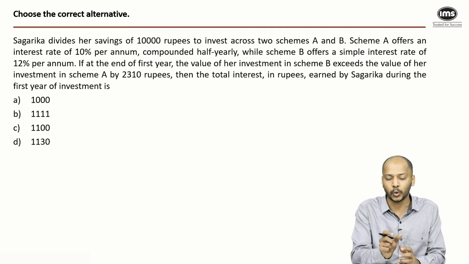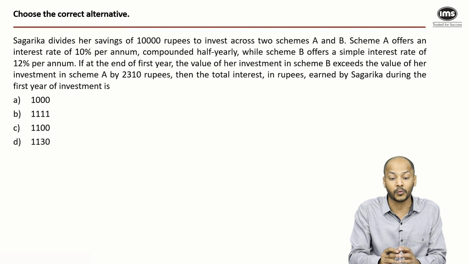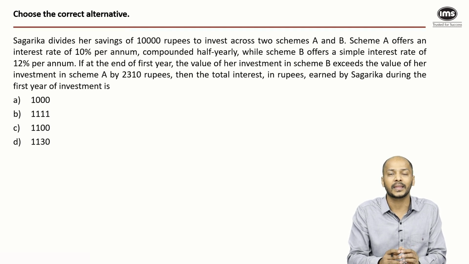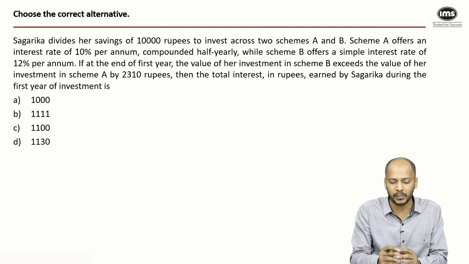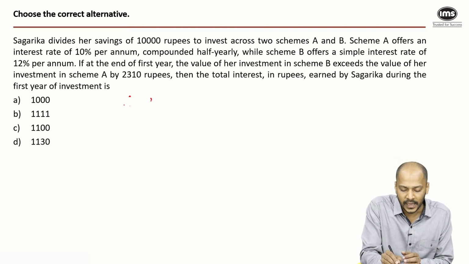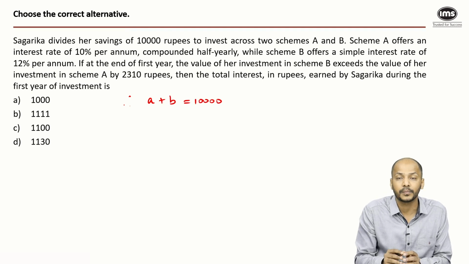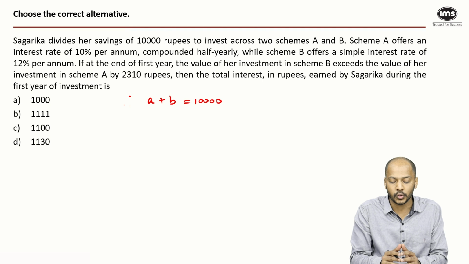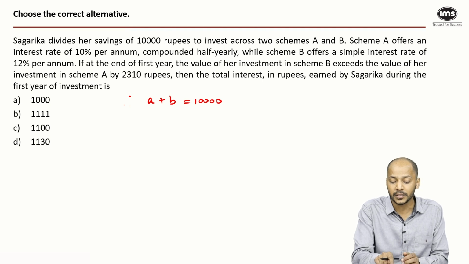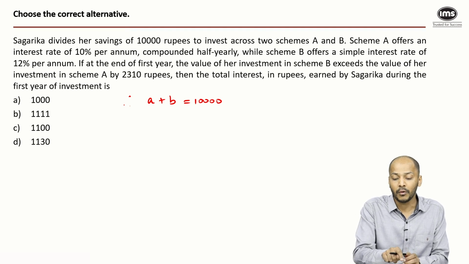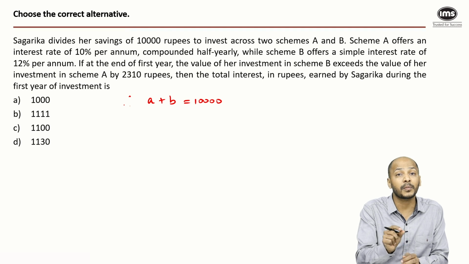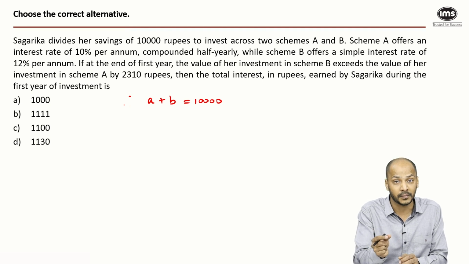Alright, so we are given the total amount, the total principal invested was 10,000 rupees. Let us say A was invested in scheme A, that is compound interest, and B rupees were invested in scheme B. Therefore, I can say A plus B is equal to 10,000. Further, we also know we are getting compound interest in the first scheme for 2 periods with 5% that I'll be earning in each period, right? Because 10% per annum, so 5% half yearly.